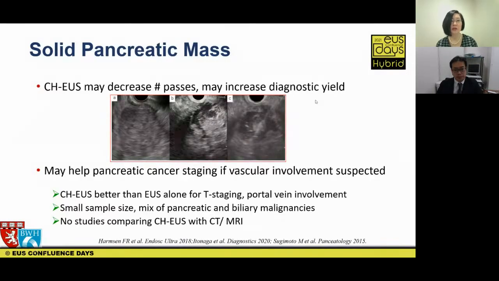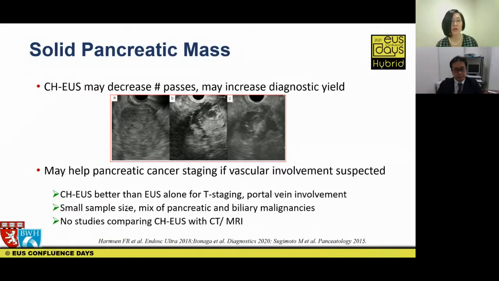Now, contrast harmonic EUS may help us to decrease the number of passes that we do to get a diagnosis. You see there a subtle, round, mildly hypoechoic mass there. And then the middle image is showing you what it looks like after contrast injection. And you see this area where there's no enhancement on the upper left. And then in the bottom right, you see hyperenhancement. So that's really where you want to target your biopsy towards, not the area where it's avascular, which may be because of necrosis or perhaps desmoplastic fibrotic reaction.